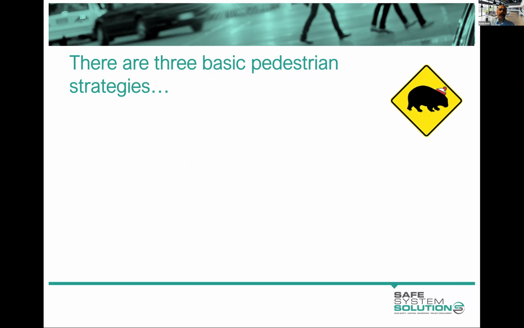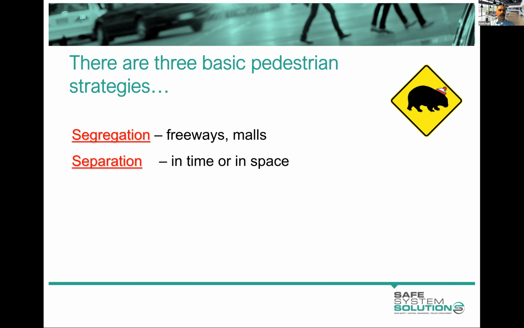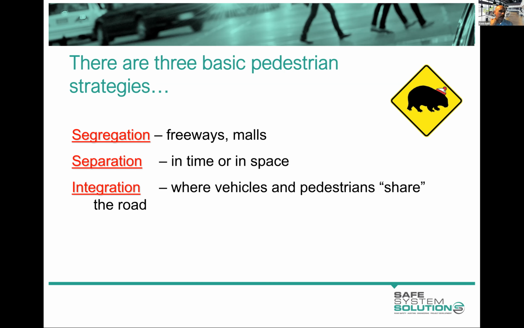And there are 3 basic strategies, though, when it comes to pedestrians at a high level. We can segregate. We can create malls or freeways where we say, this road user, you're allowed in here, and those road users aren't. We can separate, and we can do that in time or in space. Or we can integrate, and we can have vehicles and pedestrians mixing and sharing the road.